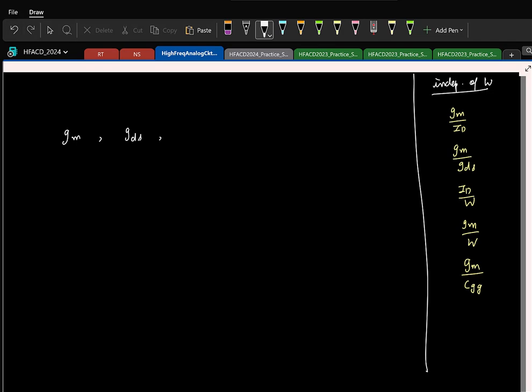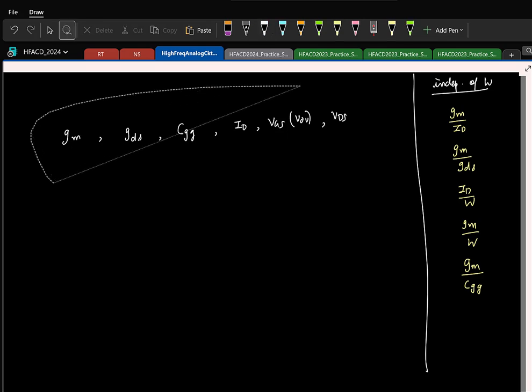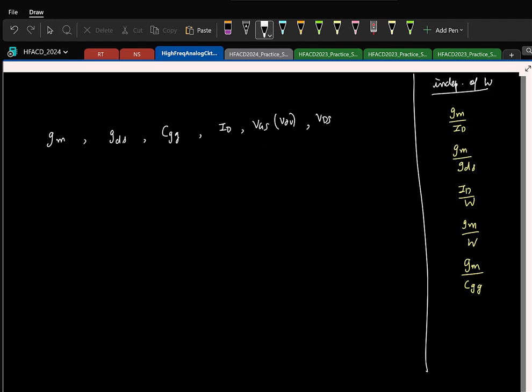You might also be interested in the gate capacitance. And of course, the operating point is something you need. So let's say ID, VGS or overdrive voltage, VDS, and finally the physical dimensions. Just to point out, these are the operating point quantities and these are the small signal parameters.